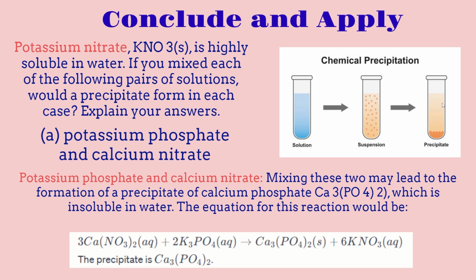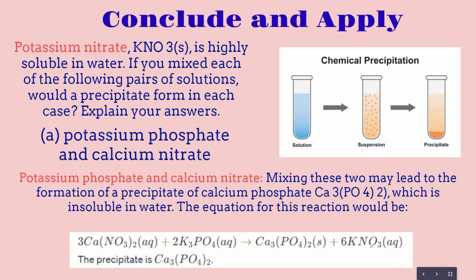So if we were to combine potassium phosphate and calcium nitrate, what is the resulting solution? Mixing these two would lead to the formation of a precipitate of calcium phosphate, which is Ca3(PO4)2, which is insoluble in water. And basically here the precipitate would be calcium phosphate, and then the resulting solution would be potassium nitrate.